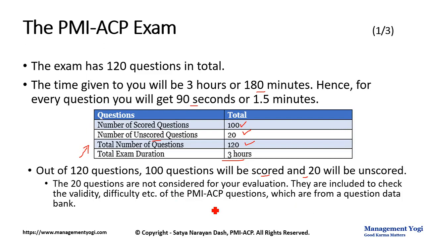But for you as an exam taker, there is no way to distinguish between scored questions and unscored questions. In other words, you as an exam taker take the 120 questions as a single question set. So go with the mindset of 120 questions with 180 minutes as your time, because you don't know what are the scored and unscored questions.